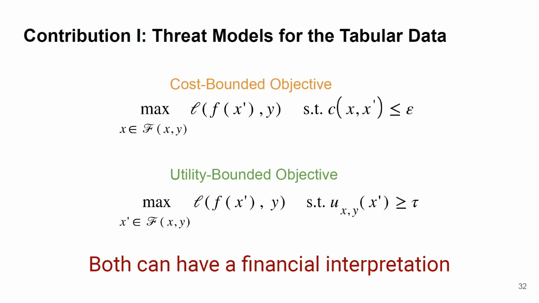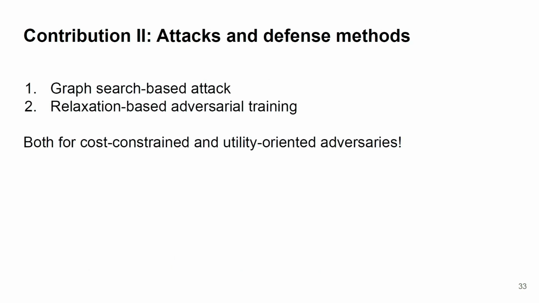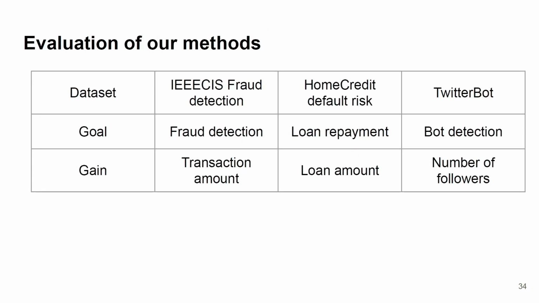After defining the threat model, let's talk about the framework which allows us to operate within these threat models. We also design and implement this framework. We use a graph search-based attack to perform the attacks for both threat models, and we use adversarial training as our defense. Our attacks and defenses work both for cost-constrained and utility-oriented adversaries. We evaluate our methods on 3 different tabular datasets, one for fraud detection, one for loan repayment, and one for bot detection. They have different sizes, different structures, and different goals of the adversary.